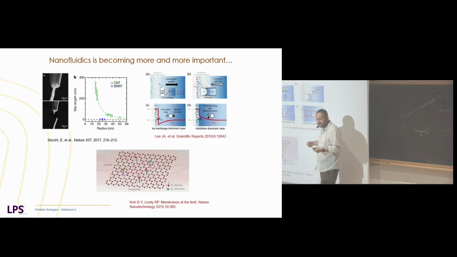Where does the slip happen? Here you have, as an example, the slip length. That's a carbon nanotube here, and that's a boron nitride nanotube. And you see that in carbon nanotubes, people have measured slip lengths of around 1300 nanometers. So slip occurs in narrow pores.